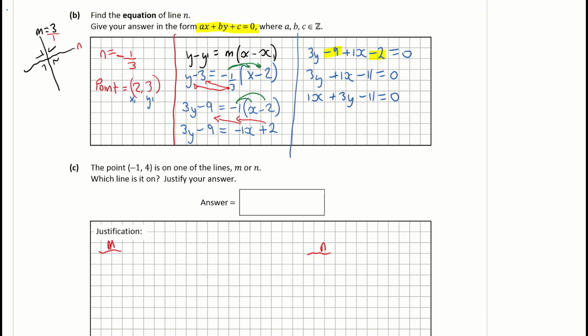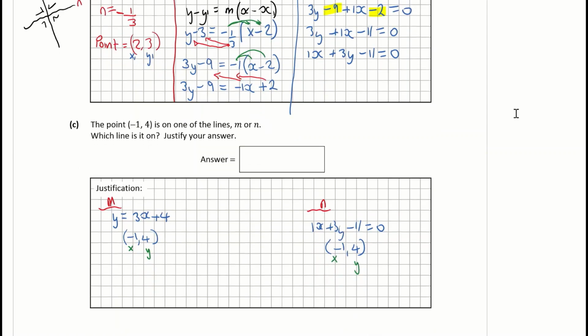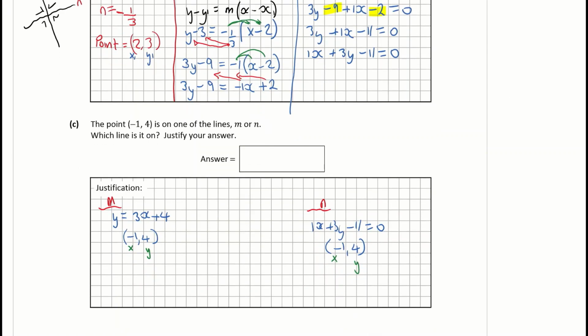So the line m we have as y is equal to 3x plus 4, and the line n I found in part B to be 1x plus 3y minus 11 is equal to 0. I'm going to then take my coordinate. My coordinate is (minus 1, 4), and I'm going to do it to both of them. And I'm going to sub in the minus 1 as x, and I'm going to sub in 4 as y. And like I said, when you sub it in, one of these should give me 0 is equal to 0.